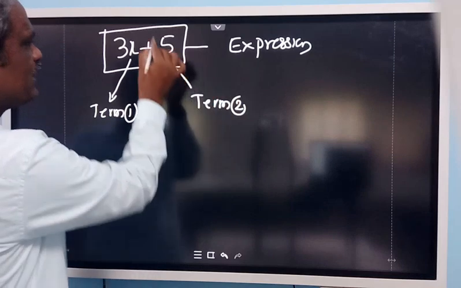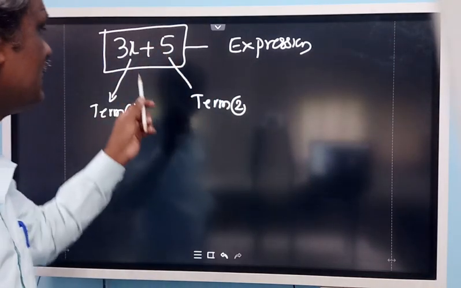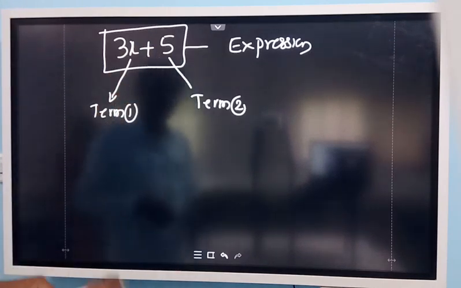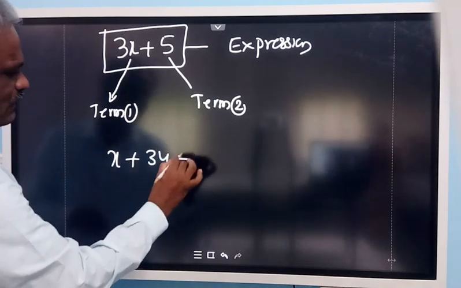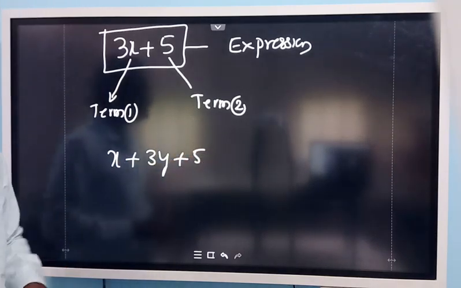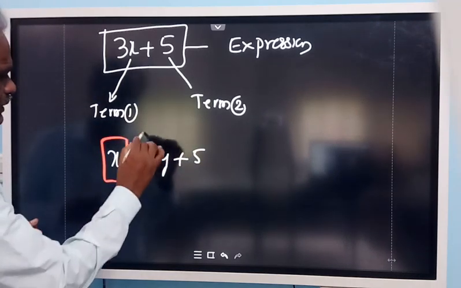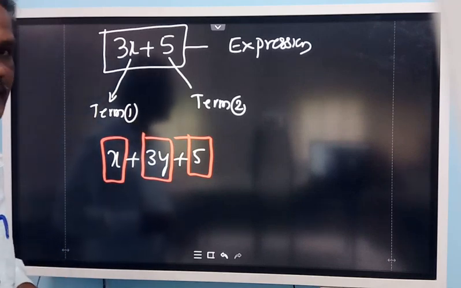Terms are always separated by either a plus sign or a minus sign, a positive sign or a negative sign. Here we have plus sign. Now here I will write another one, x plus 3y plus 5z. Here how many terms are we having? This is term 1, this is term 2, this is term 3. We have 3 terms.